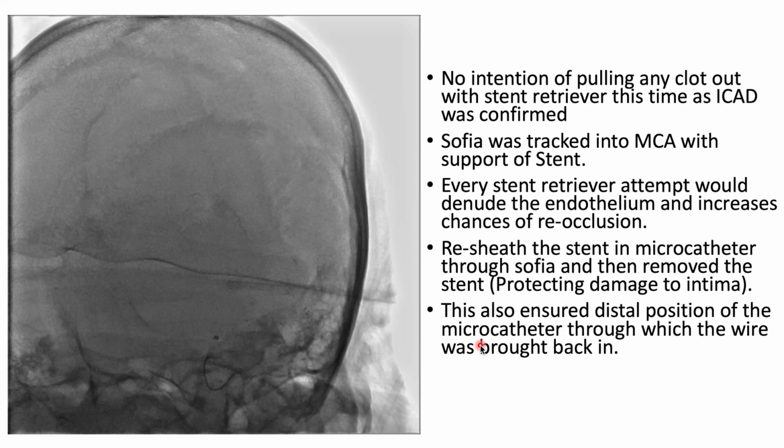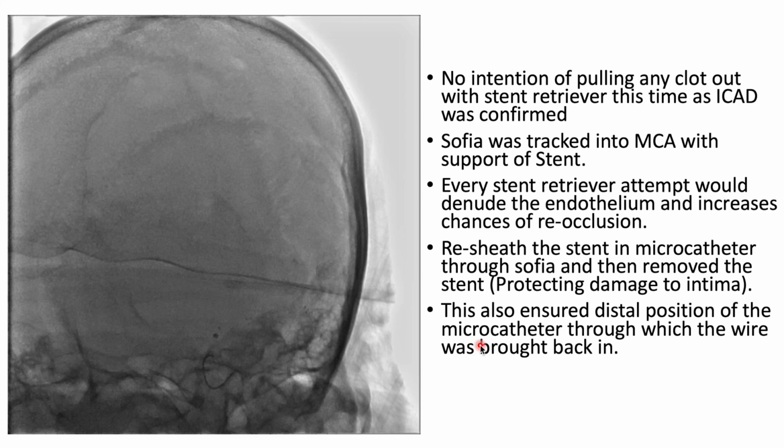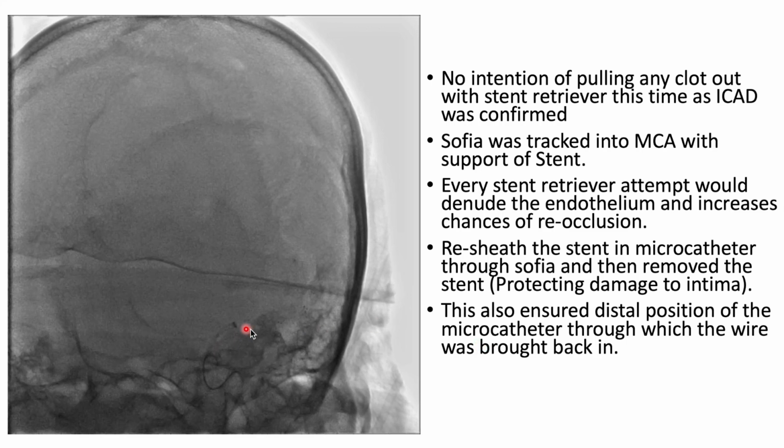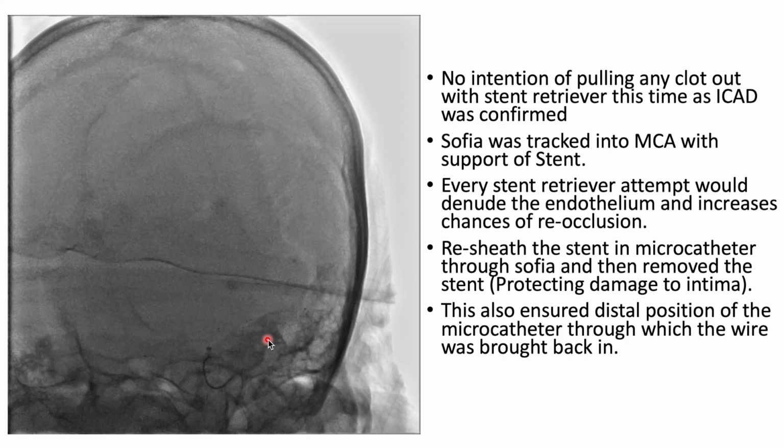So I took the stent retriever, again deployed it in the lesion, not to bring some thrombus out, but just to anchor and take Sophia up into the MCA. So with the help of this stent retriever, I pulled my Sophia up, which you can see here. The Sophia is going on top of the stent, and it finally goes into the MCA.